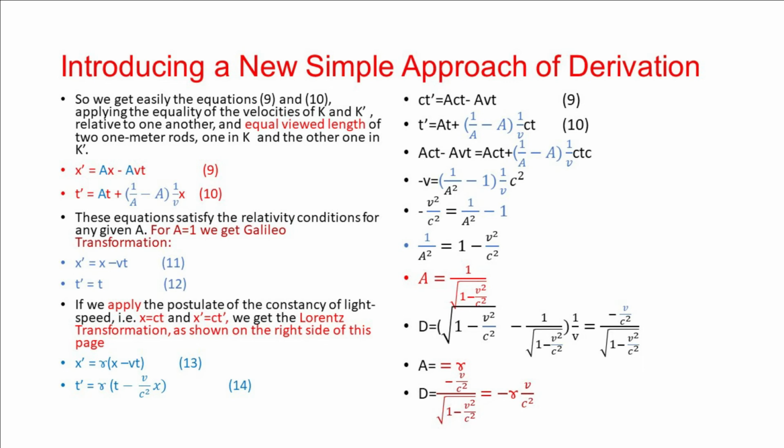These equations satisfy the relativity conditions for any given a. For a equals 1 we get the Galileo transformation. Equation 11. x' equals x minus vt. Equation 12. t' equals t. If we apply the postulate of the constancy of light speed, i.e. x equals ct and x' equals ct', we get the Lorentz transformation, as shown on the right side of this page.